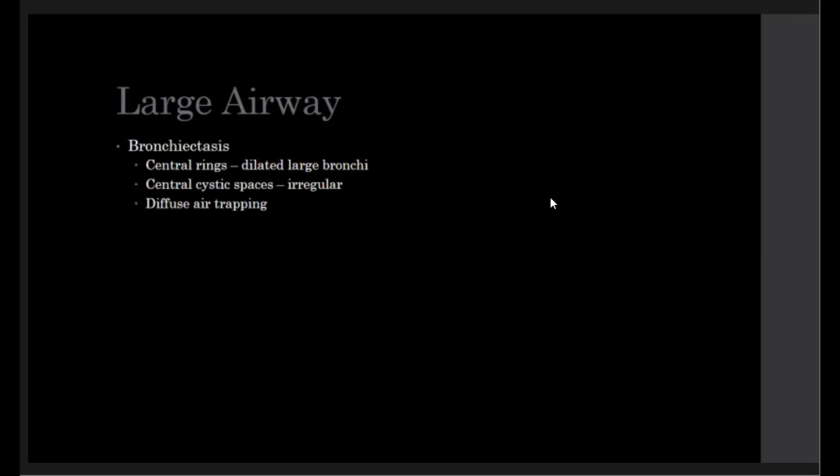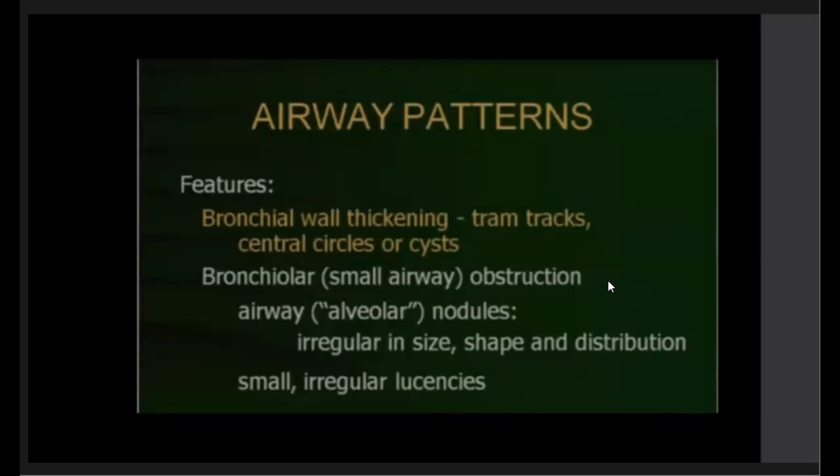Bronchiectasis can show central rings and dilated large bronchi. Central cystic spaces can be irregular, with diffuse air trapping. Bronchial wall thickening shows tram-track appearance and central circles. Bronchiolar small airway obstruction appears as nodules, irregular in size, shape, and distribution, with small irregular lucencies.